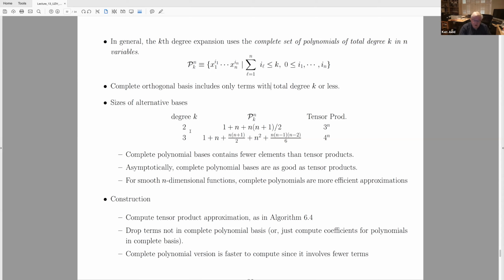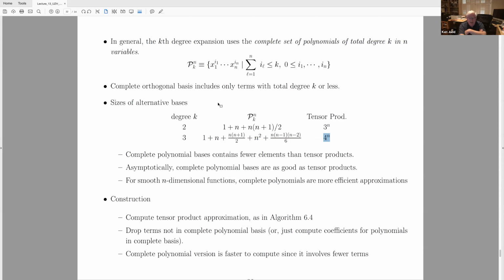So let's say we do degree k in n dimensions. Here's the complete polynomial number of basis functions, and tensor product is 3 to the n. A cubic would have this number, which is roughly n cubed over 6, as opposed to 4 to the n. So you get drastically fewer elements.